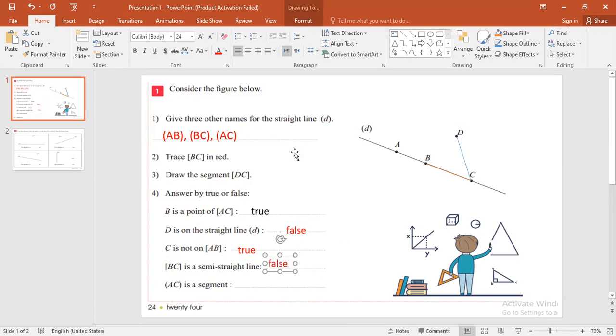This statement is false. AC is a segment. Look at AC, it has parentheses. And the segment has what? It has brackets. So false. It is not a segment, it is a straight line.